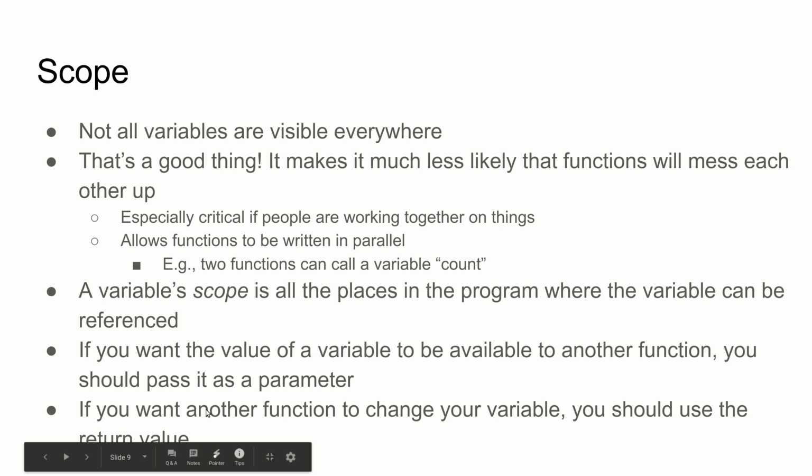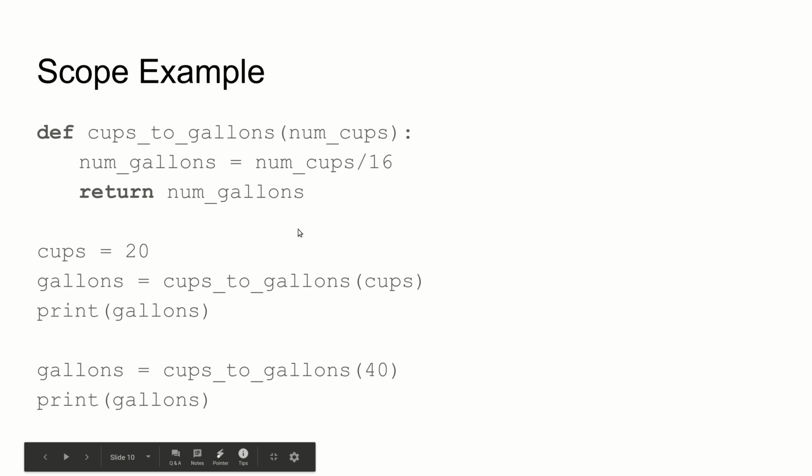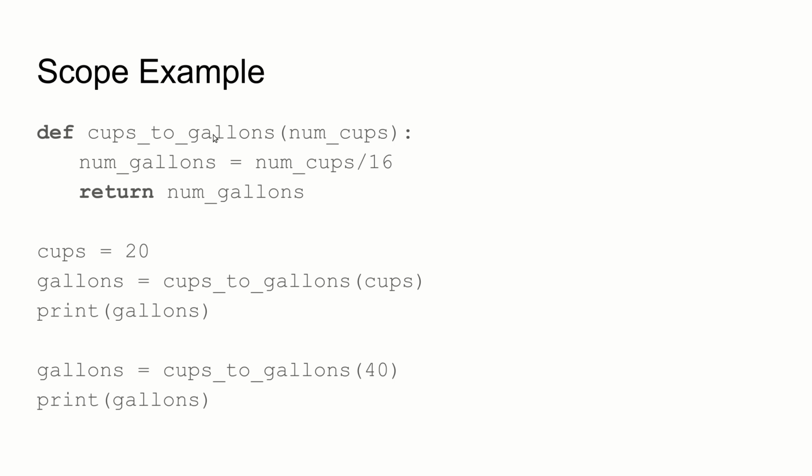If you want to be able to use the result of your function after it finishes, then you should return that value and then use the return value from your function. So finally, we have here the elusive and mysterious cups to gallons function. And this is just one way to write it. It takes in the number of cups as a parameter. It stores the number of gallons, which is equal to the number of cups divided by 16. It then returns the number of gallons.